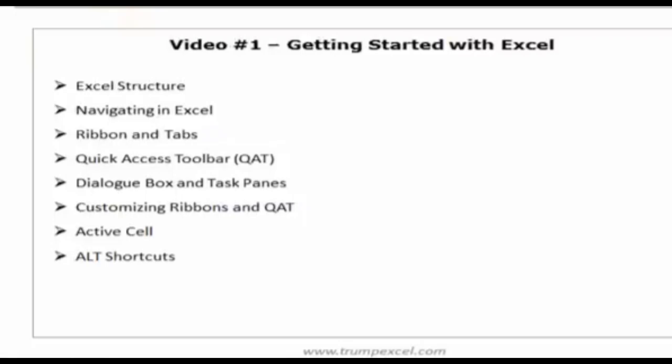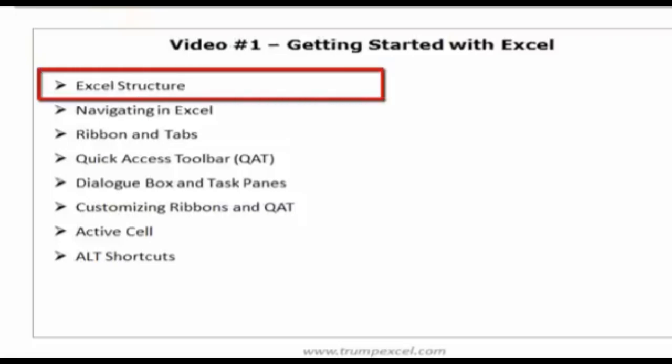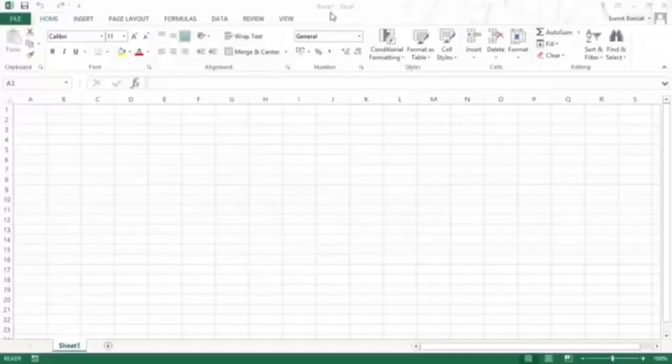Now let's get started. The very first thing that I want to cover in this course is the Excel structure. So this is what you would see when you open a new workbook in Excel 2013. As of now, the title or the name of this workbook is Book1, but if you save this with some other name, then that name appears here.